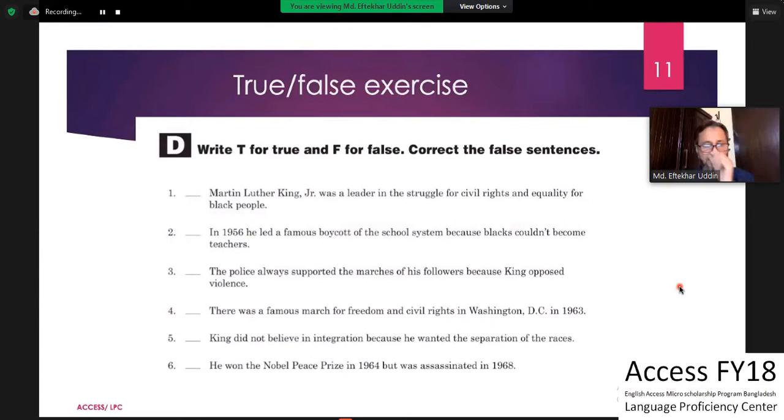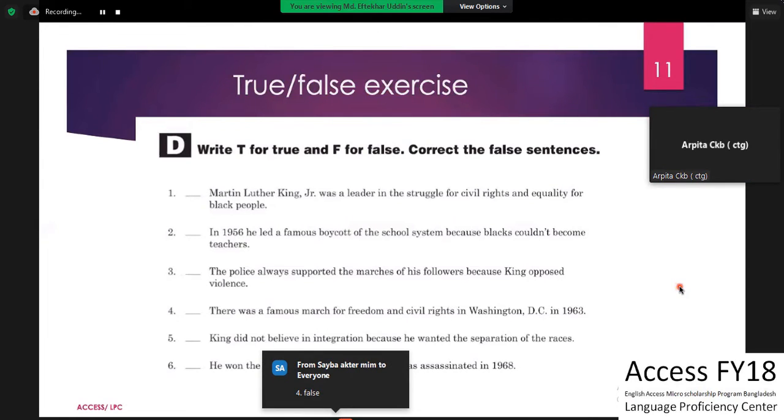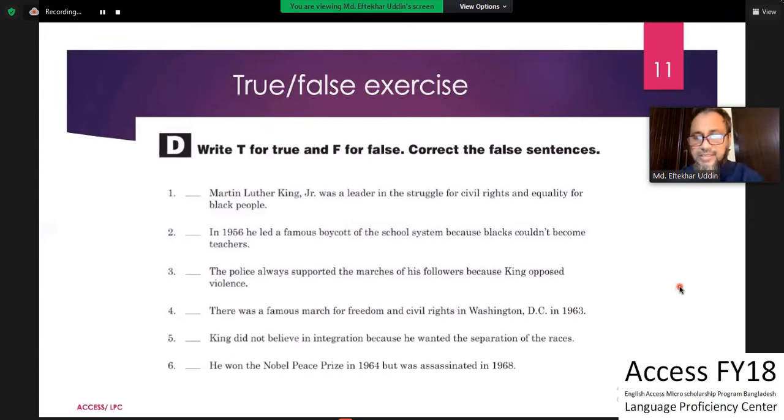Next one is Orpita, number 4. There was a famous march for freedom and civil rights in Washington, D.C. in 1963. Sir, it's true. It took place in 1963. Everybody agrees with it. Is it true? Yes, sir. Okay. Thank you.